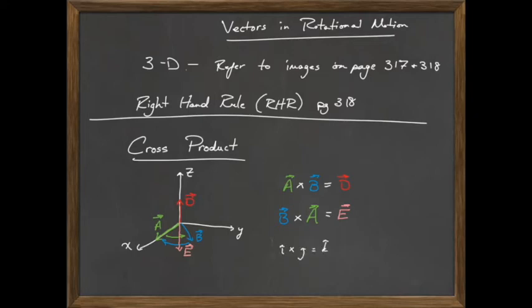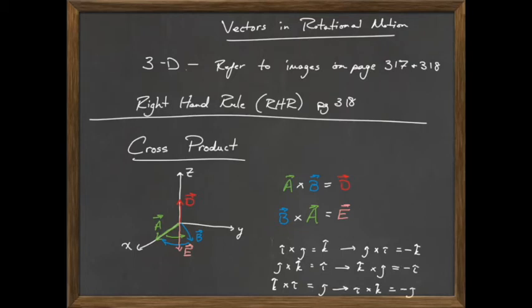Now, some properties you're going to want to know: an x direction crossed with a y direction always produces a z direction. A y crossed with a z will always produce an x, and a z crossed with an x will always produce a y. And you can do this with the right-hand rule. And if you flip these, then you get the same result but negative.